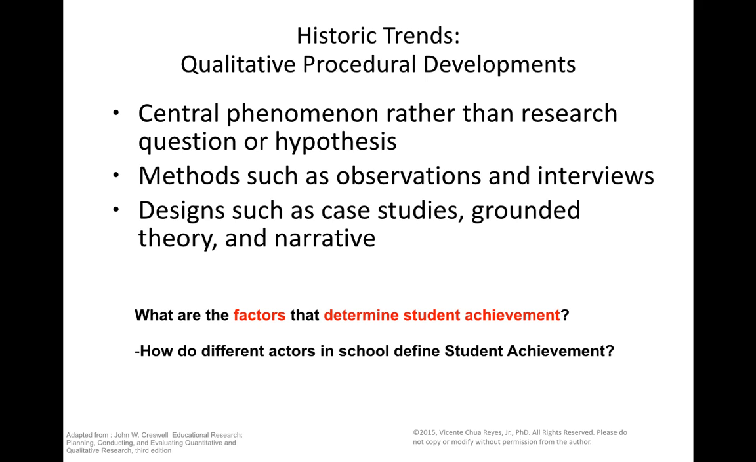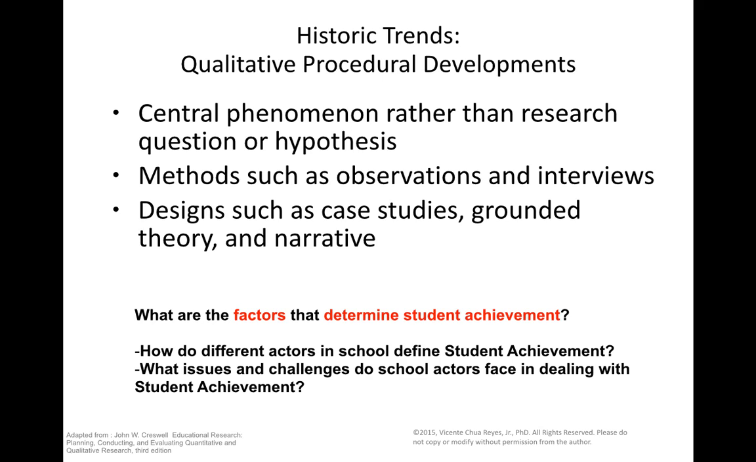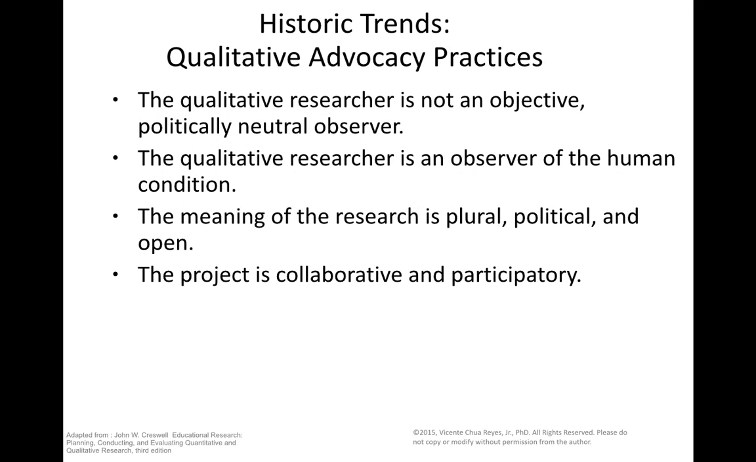If we take a look at the focal question, when we ask ourselves, how do different actors in school define student achievement, it is a way of rephrasing, again, that focal question from a qualitative perspective by looking at ways that stakeholders define student achievement. Or we can ask the question, what issues and challenges do school actors face in dealing with student achievement?